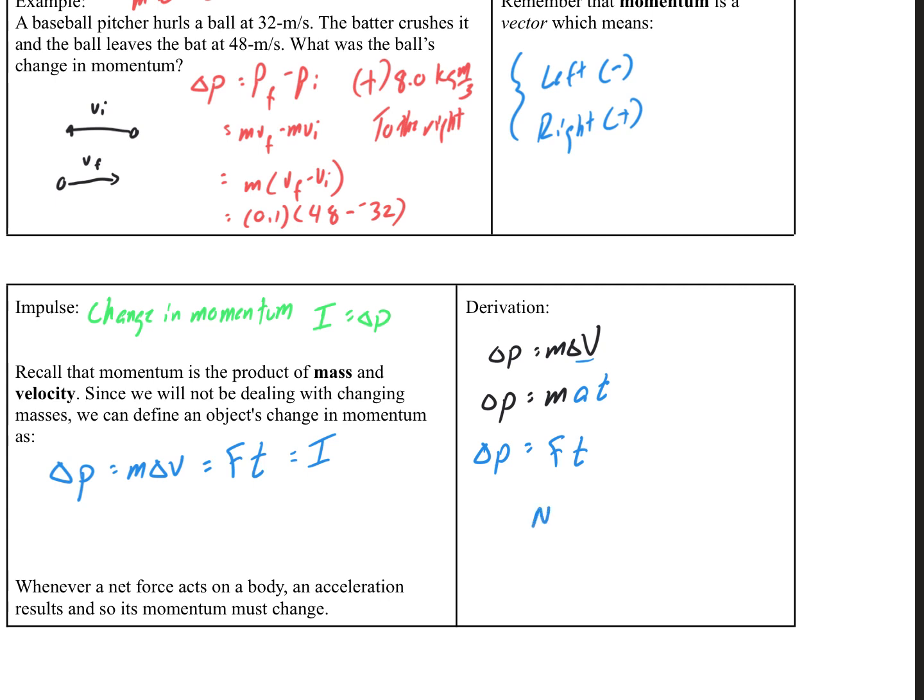So remember, the units are a Newton second, or a kilogram meter per second squared times a second, leaving me with a kilogram meter per second, right? So that's just a quick way to show where these equations come from. They didn't just pop up, right? So let's go on to the next slide here.